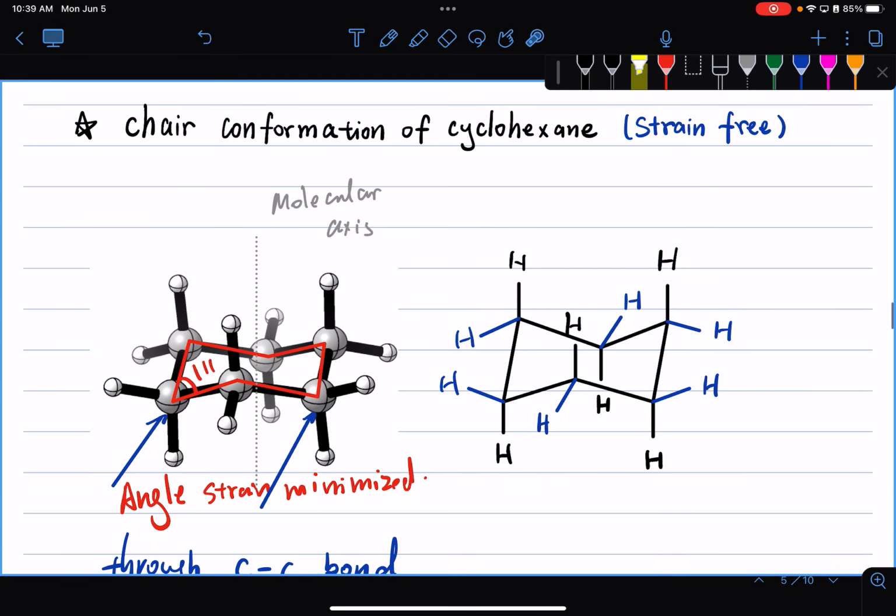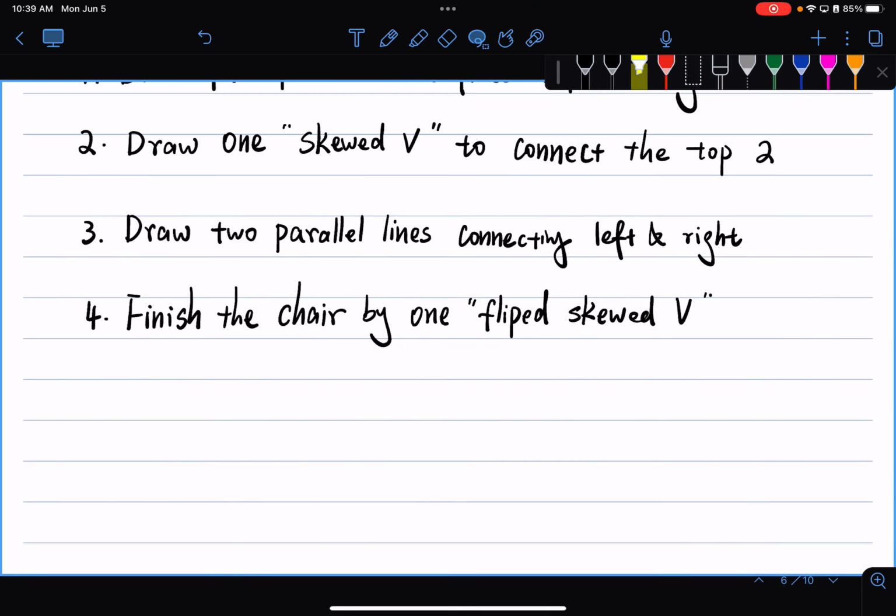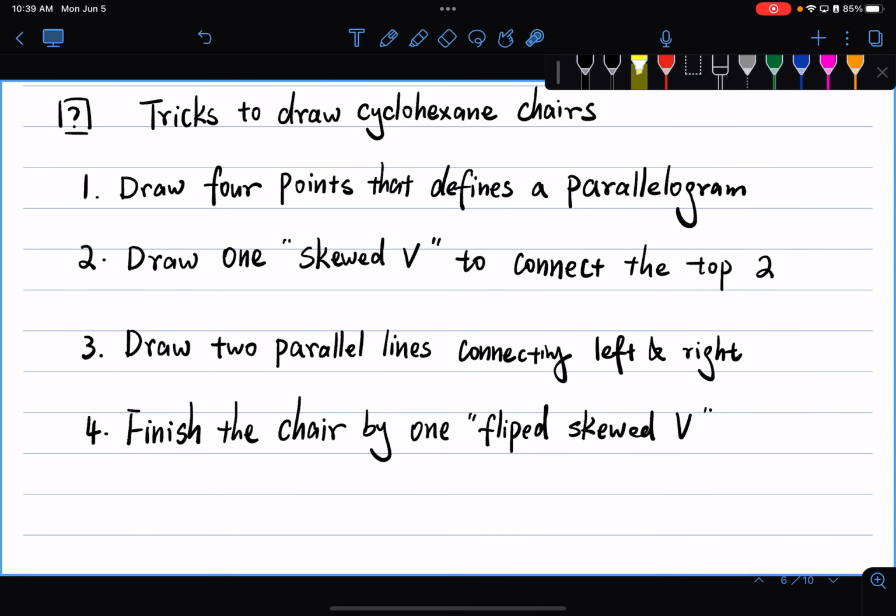So back to our chair conformation. Again, we'll keep looking at it so you have more questions. Now the next question is how to draw a cyclohexane chair conformation. I'm going to delete these so we can draw it together. Here are some of my personal tricks to draw the cyclohexane chair. If you have your own trick, use it. Just make sure you know how to draw the cyclohexane chair because you will be using it in the future.